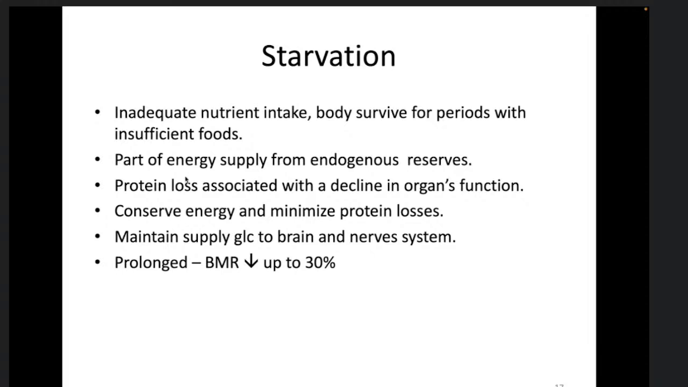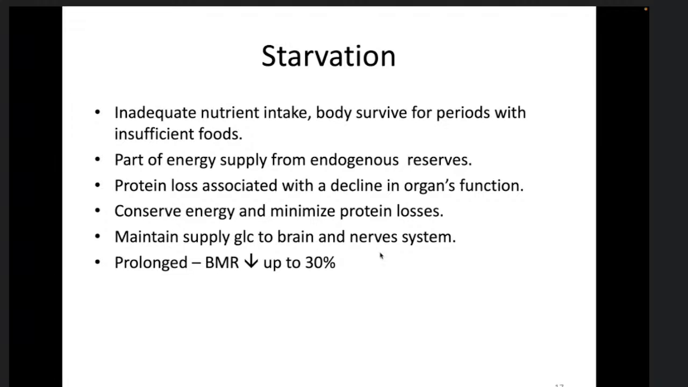Okay. Part of energy supply from endogenous reserve. Then protein loss associated with a decline in organ function. So because of the critical damage that occurs, sama ada because of surgery, trauma or infections, these vital organs will be affected, then lead to increased protein requirement or protein metabolism. Then the body conserves energy and minimizes protein losses and maintains supply of glucose to the brain and nervous system.